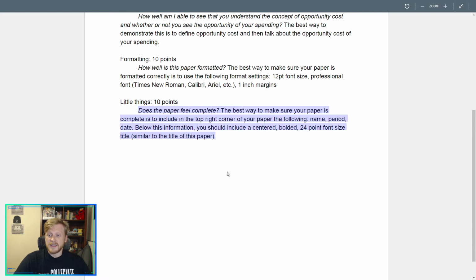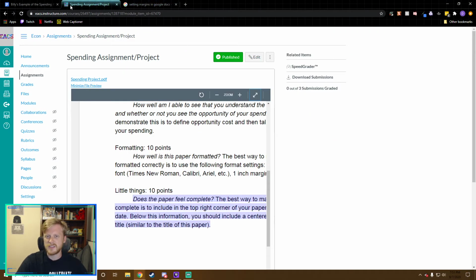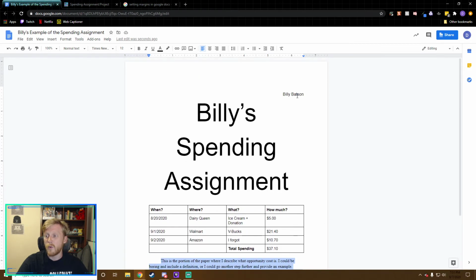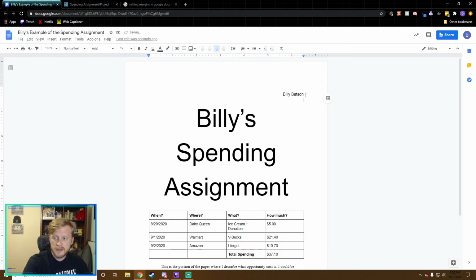The little things. Does the paper feel complete? The best way to make sure your paper is complete is to include in the top right corner the following: name, period, date. Below this information, you should include a centered, bolded, 24-point font size title. So let's see if he had name, date, and period. Oh, he just has name. That's not good. So he would also have to include his period.